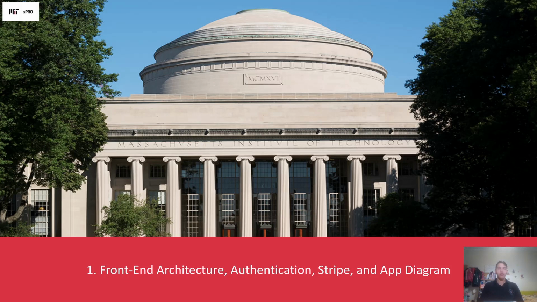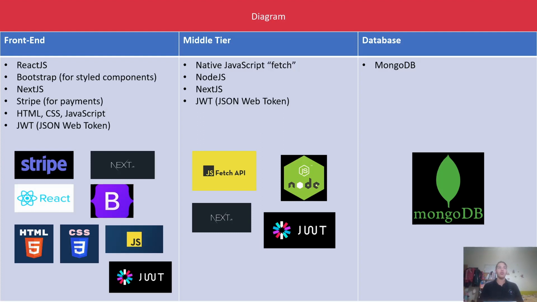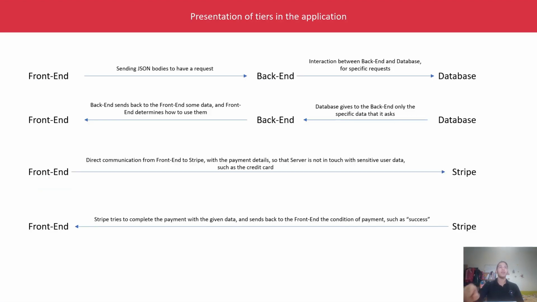Now I will present you the first part of my app, which is the front end. So I will start with a diagram. In the front end, I'm using React.js, Bootstrap for styling, Next.js, Stripe for payments, HTML, CSS, and JavaScript, and JWT. In the middle tier, I'm using native JavaScript Fetch, Node.js, Next.js, and JWT, and as a database, I'm using MongoDB.